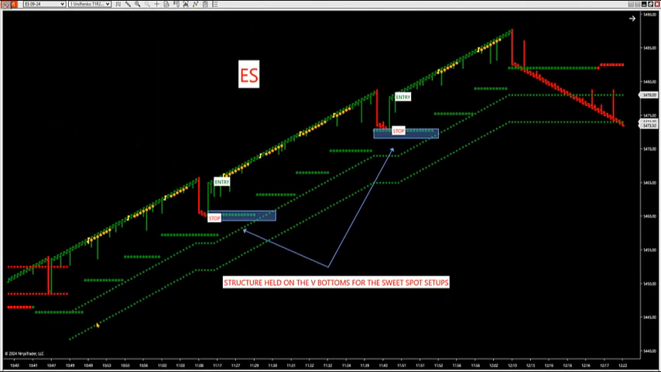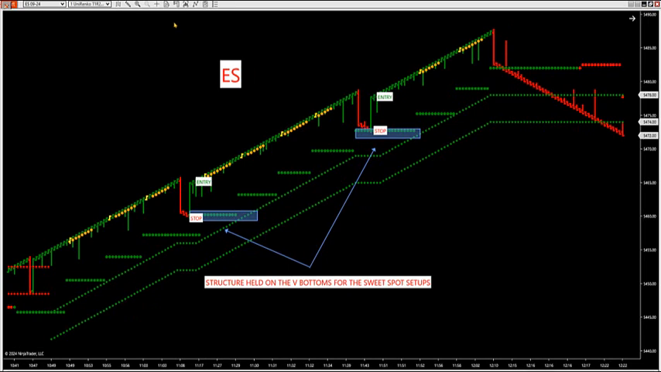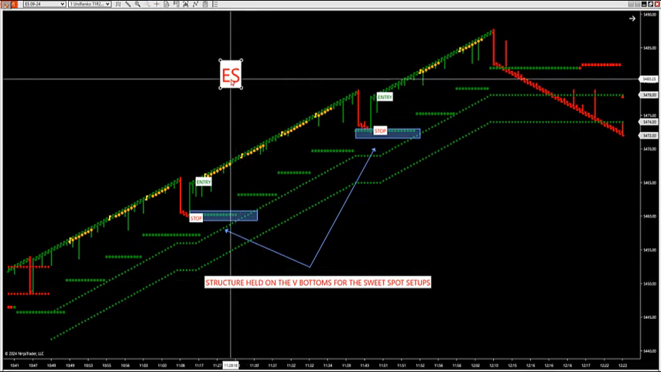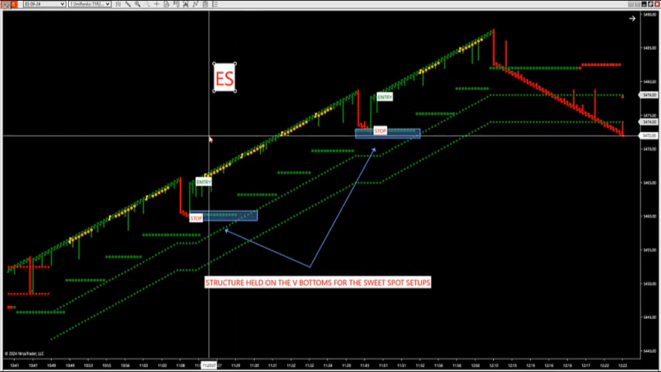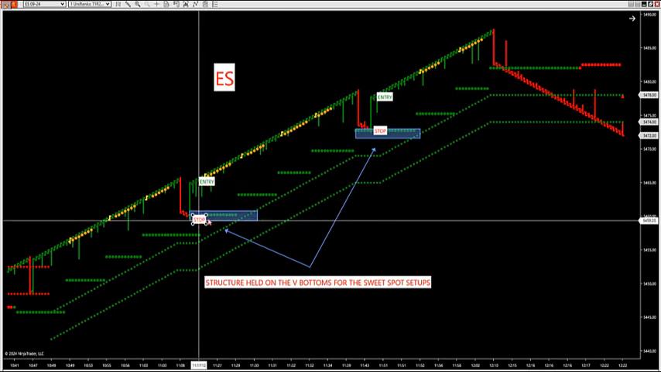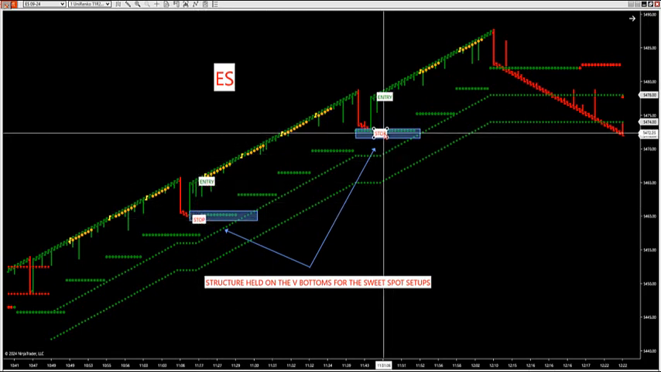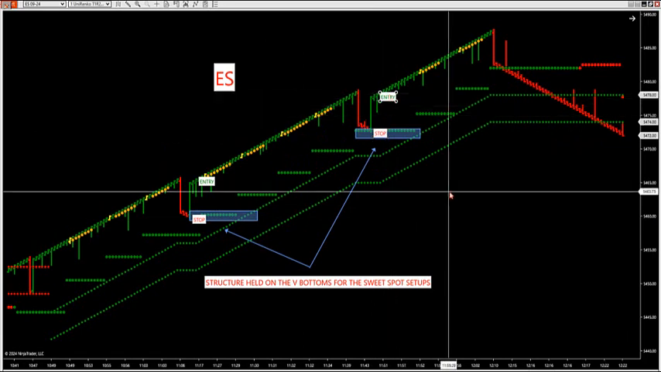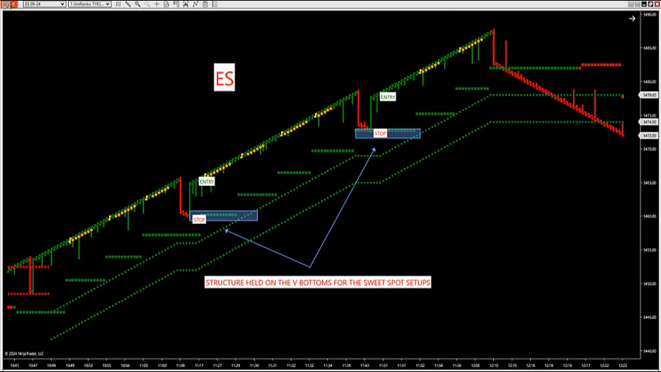So yesterday, this is one of our top setups in the trade room. I nickname it a sweet spot trade. Basically, it's a V bottom that happens in the market, and you traders have been doing a really, really good job of spotting this.